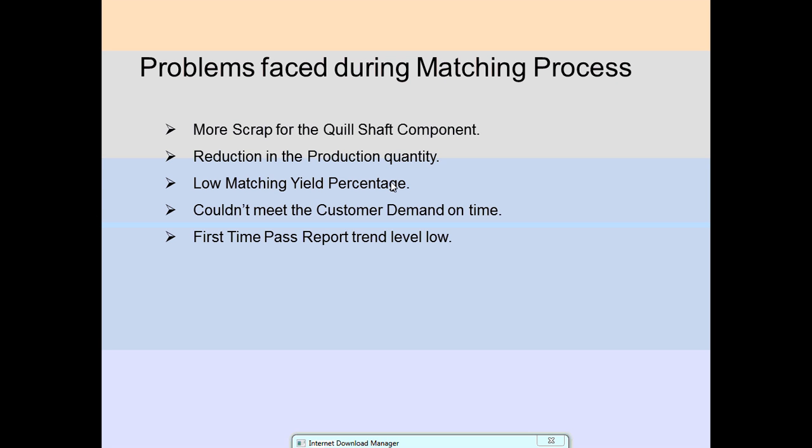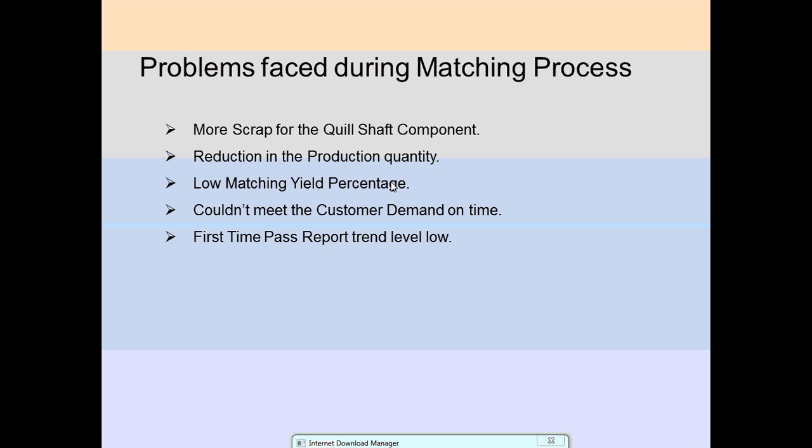When we are going to match the quill shaft and bearing support shaft, we get more scrap on the quill shaft component. It means it is not a fulfilled rotatory part. If we have to increase the productivity, we have to improve the matching process, so the scrap should not be on that quill shaft.